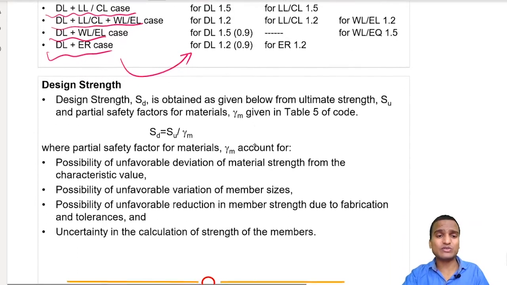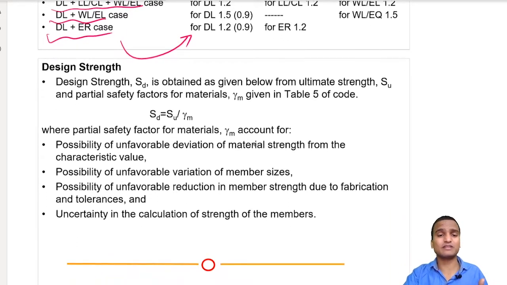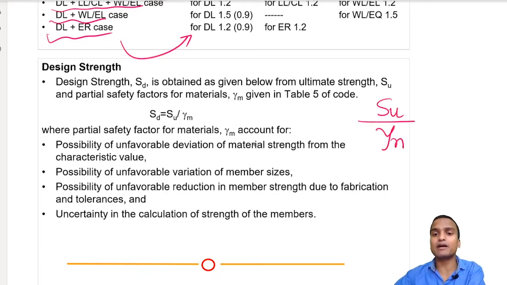And then comes the design strength. As we have discussed, if Su is the characteristic strength, it is divided by gamma m to get the design strength of material. We reduce the strength of material. And gamma m, the partial safety factor for material, accounts for the possibility of unfavorable variation of member sizes and material strength, and unfavorable reduction in member strength due to fabrication and tolerances, different things that come under material strength parameters.